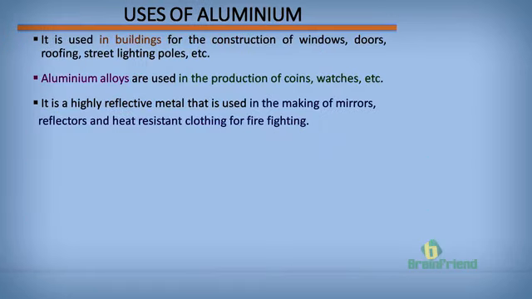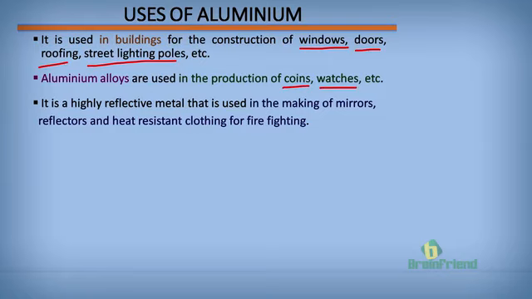It is also used in buildings for the construction of windows, doors, roofings, street light poles, etc. Some of our roofings are made with aluminium sheets. Some of our window frames and door frames are also made with aluminium. So it's used in building for the construction of different parts of the building. Aluminium alloys, as we saw, some alloys of aluminium are used in the production of coins and some of the wristwatches we wear.